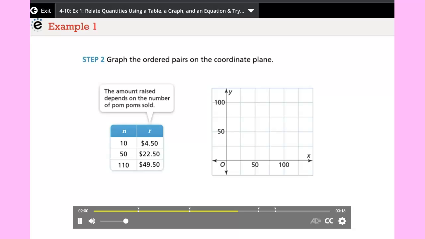Next, graph the ordered pairs as points on the coordinate plane. The points are at the coordinates (10, 4.50), (50, 22.50), and (110, 49.50). Connect the points with a straight line.